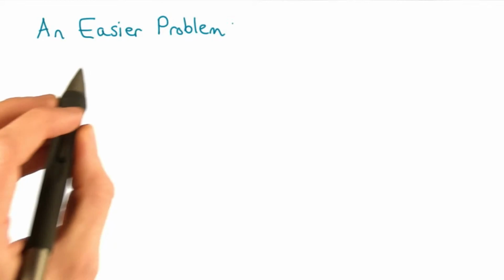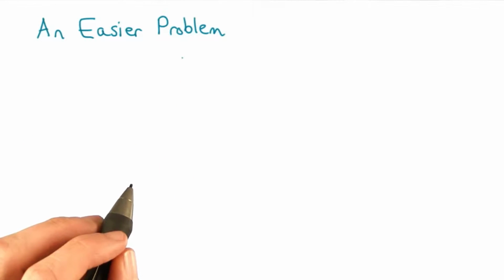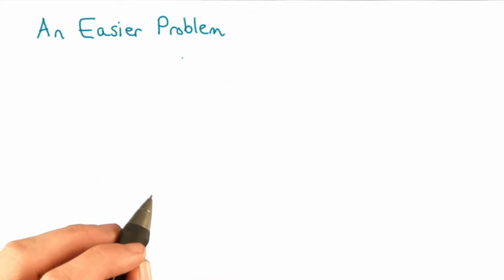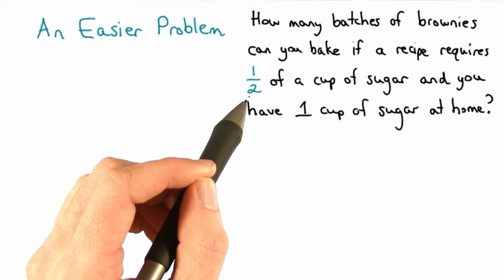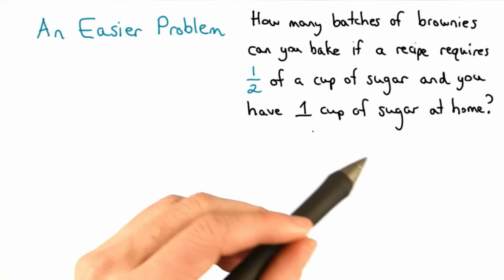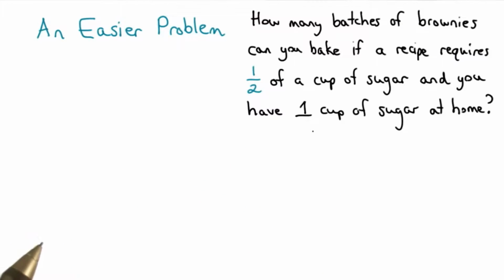Let's try answering an easier form of the problem. This might help us think about what we should do. How many batches of brownies could you bake if a recipe requires 1/2 of a cup of sugar and you have 1 cup of sugar at home? This seems a little bit easier.